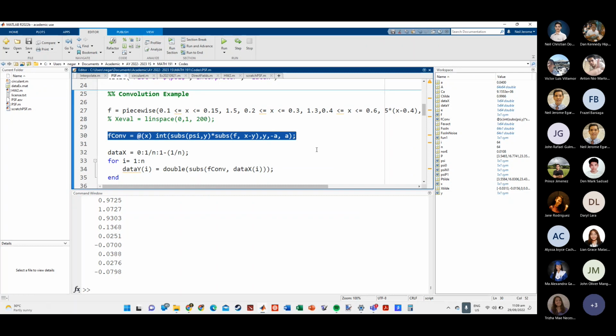So now, yung line 30, siya yung nagko-compute ng convolution. So yung convolution, tinawag ko siya na fcomp. Okay, ito yung mga comments.